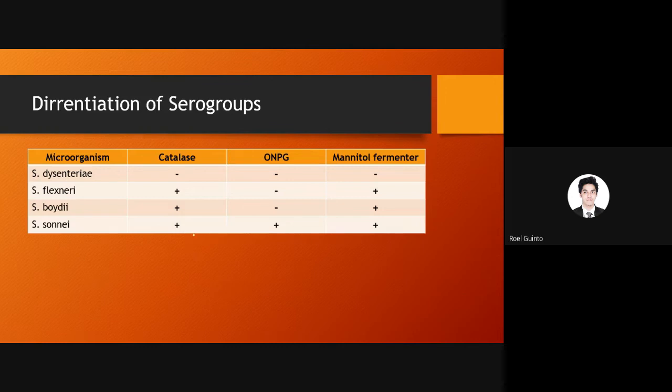So, how to differentiate the different serogroups of Shigella? So, we need to perform catalase, ONPG, and mannitol fermentation. So, kung mapapansin nyo, majority of the microorganism is positive in catalase test except for Shigella dysenteriae. And ONPG, positive S. sonnei, and in mannitol fermentation, dysenteriae is negative. So, madali naman siya tandaan kasi ginawan ko rin siya ng table. So, babasahin na lang, intindihin.